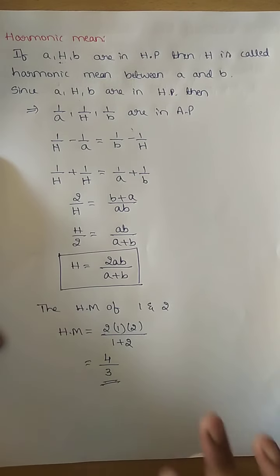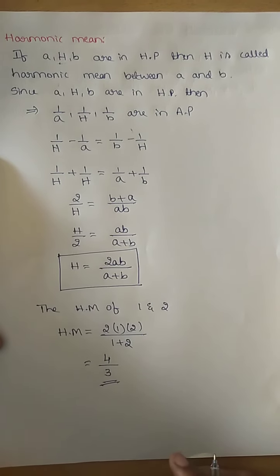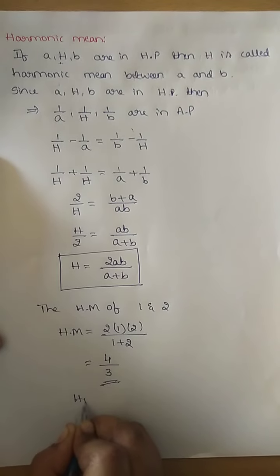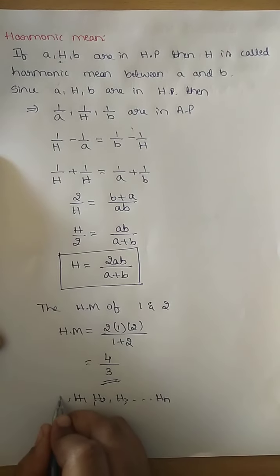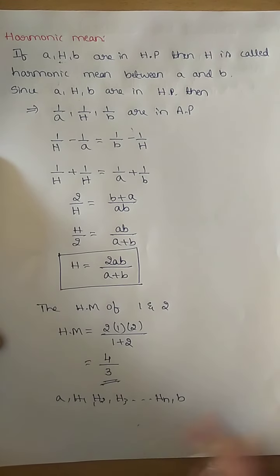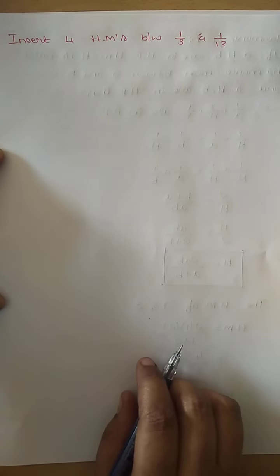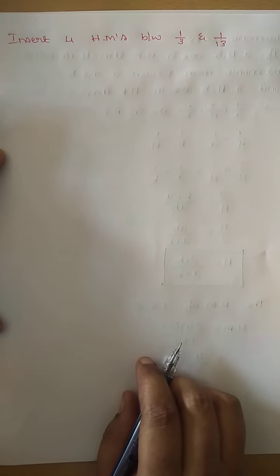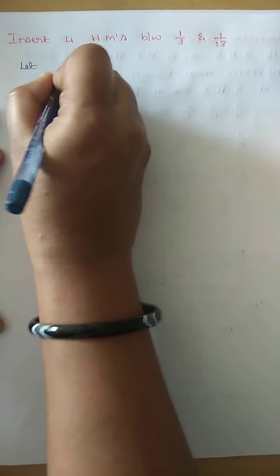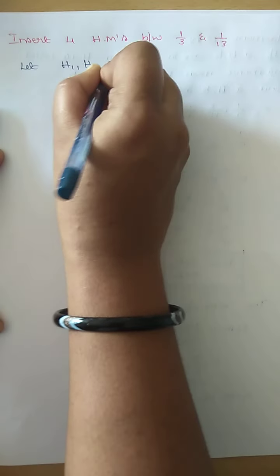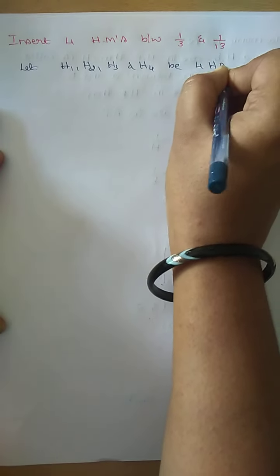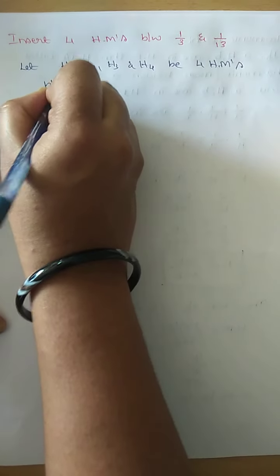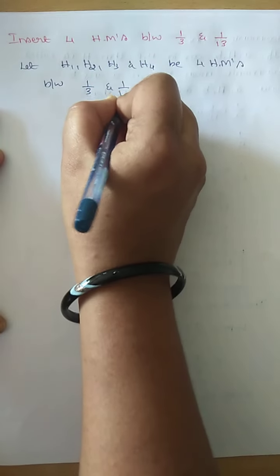In harmonic mean also we can insert n numbers between A and B: H1, H2, H3, so on Hn. Let us consider the example. Insert 4 harmonic means between 1 by 3 and 1 by 13. Let H1, H2, H3 and H4 be the 4 harmonic means between 1 by 3 and 1 by 13.